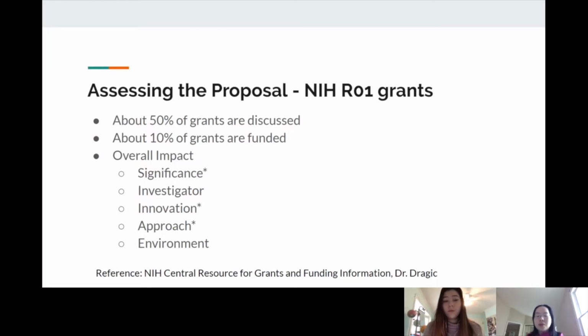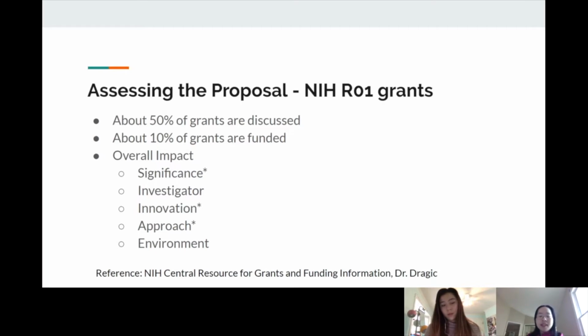The significance is what we talked about earlier. The investigator is talking about the history of the person who's proposing the grant. So do they have a strong publication record? Have they made great advances in a similar area previously? Or if they're more early career, have they demonstrated the ability to really work on a project more independently, etc. So this is investigating the qualifications of the person leading the proposed research project.